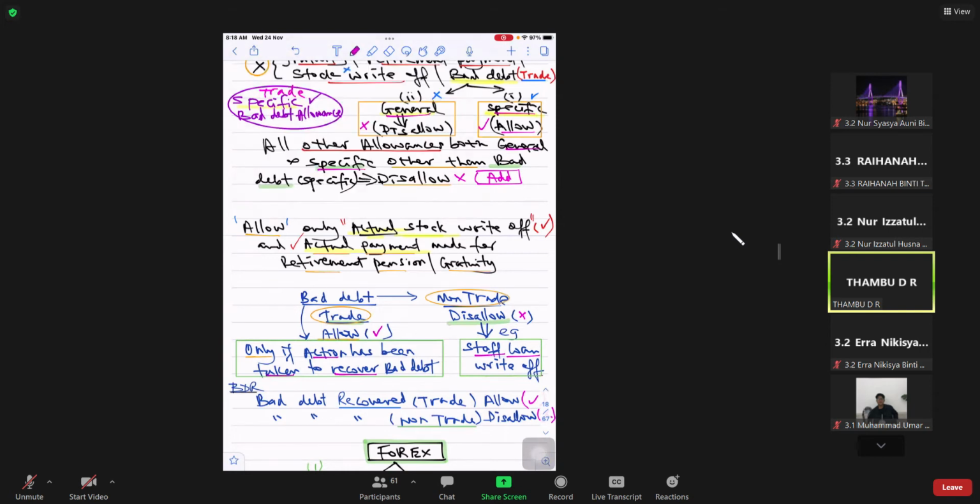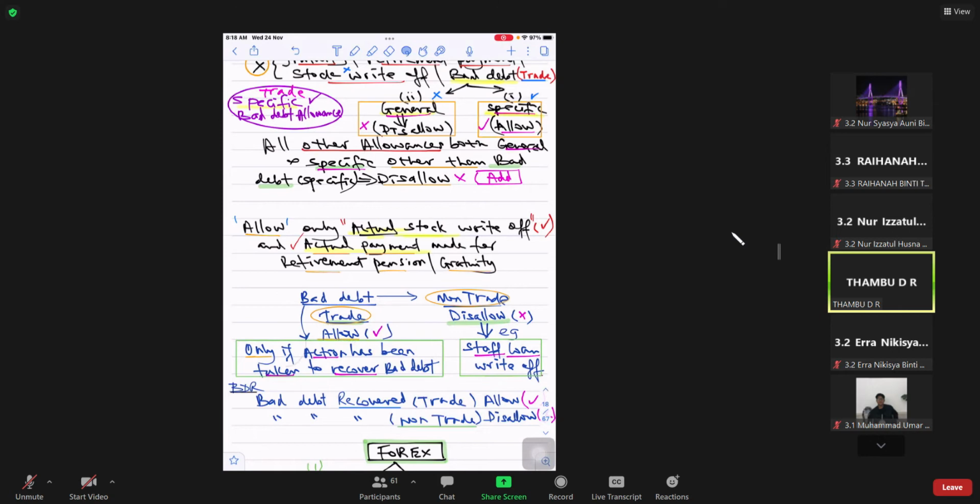What is, for example, bad debt trade? I sell goods, you don't pay me. So bad debt. If I write off, bad debt. So impairment of bad debt can mean write off. So if they say impaired debt, that one can. Bad debt or impaired debt for trade, allow.